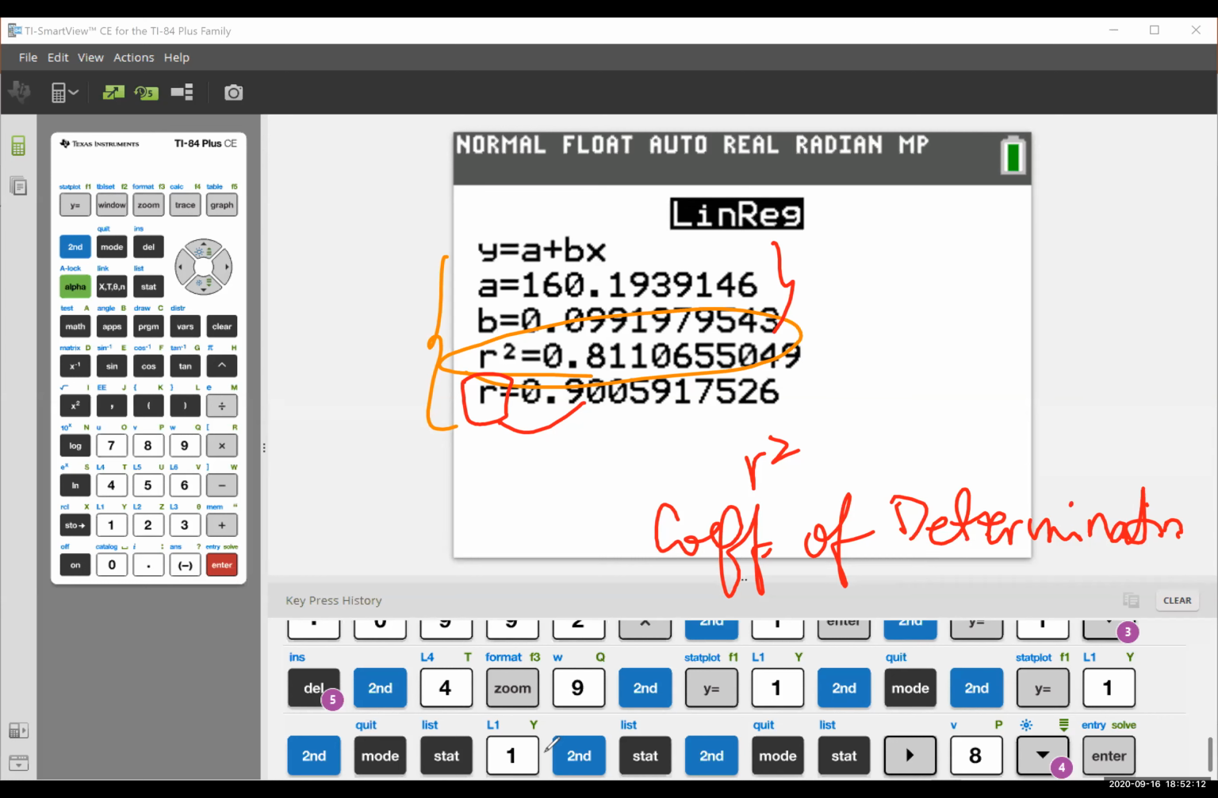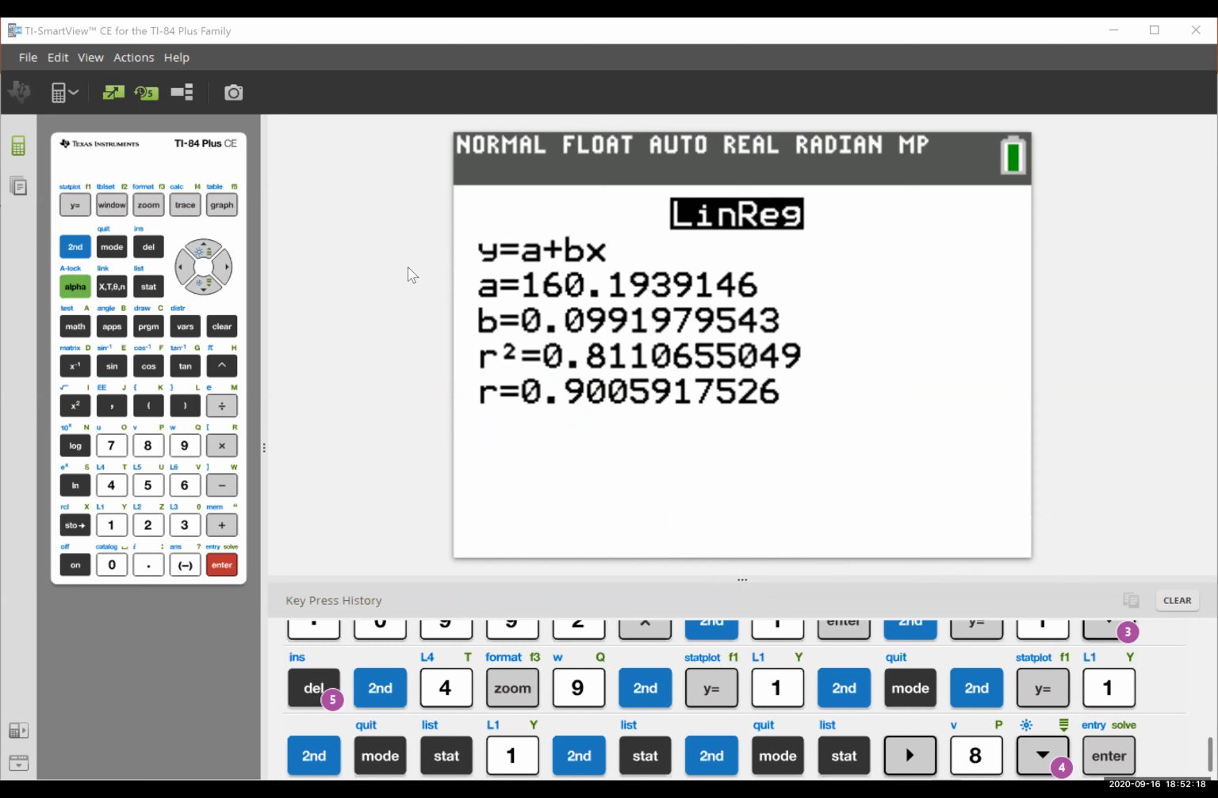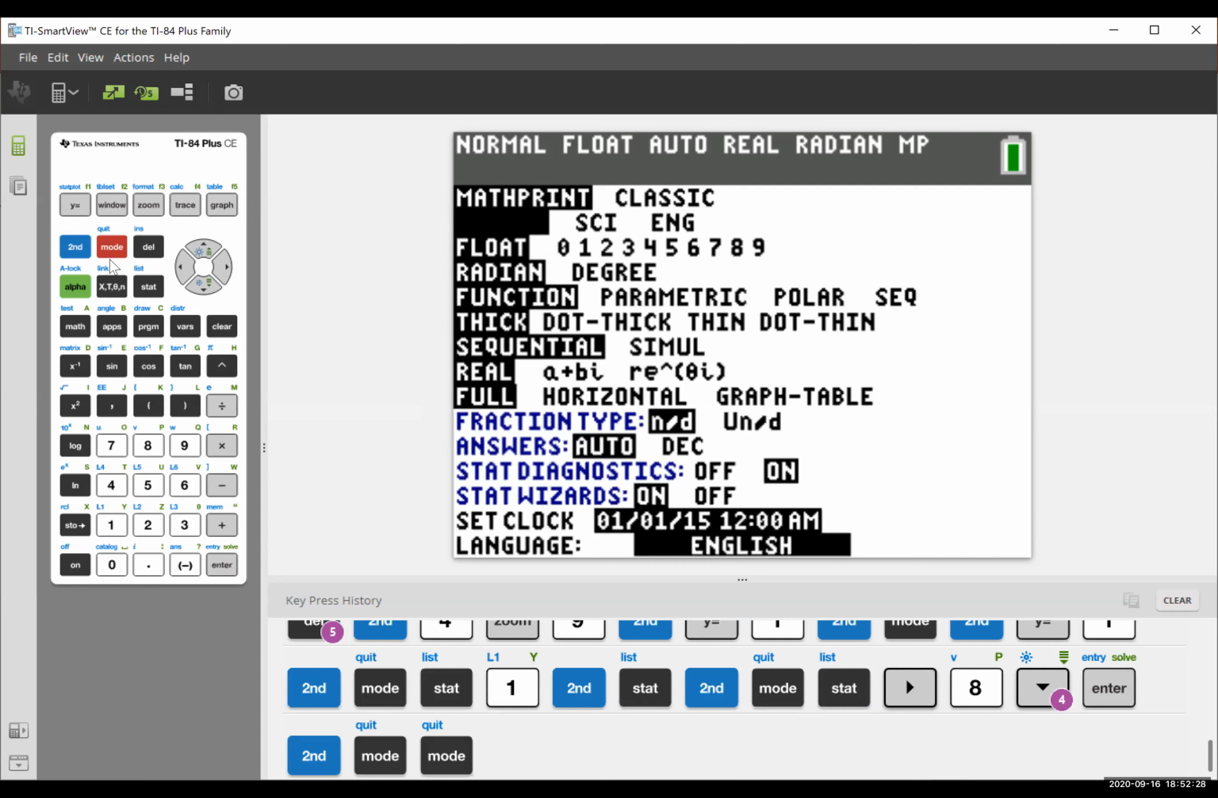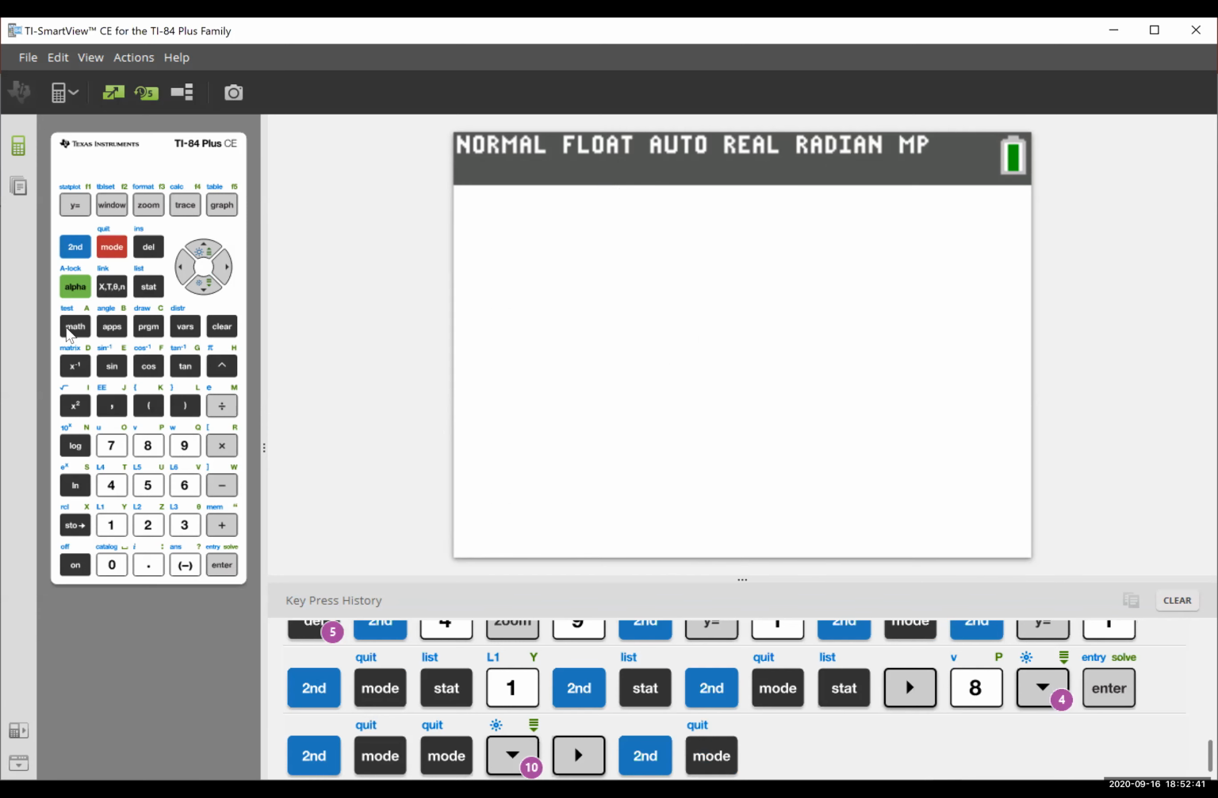Whenever you need that R squared, let's say if you did reset your calculator, don't forget mode and then stat diagnostics. Make sure that it is on. Okay? Any questions?